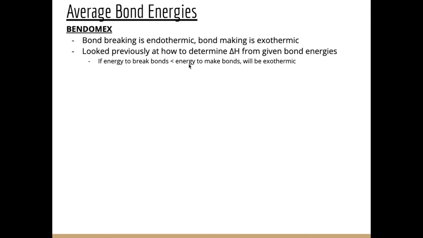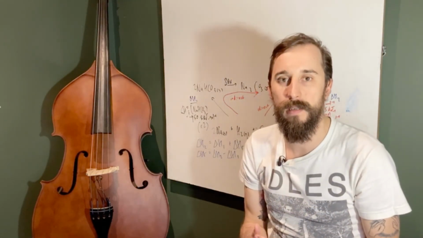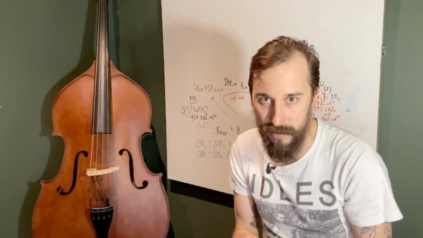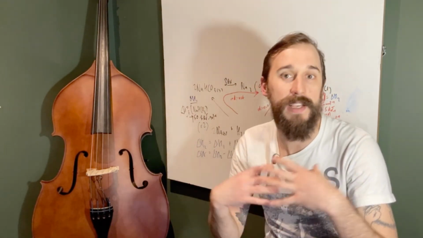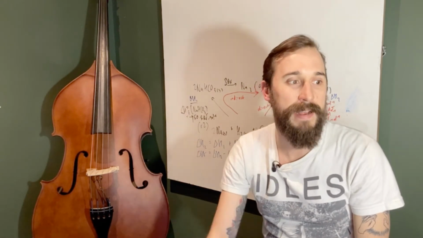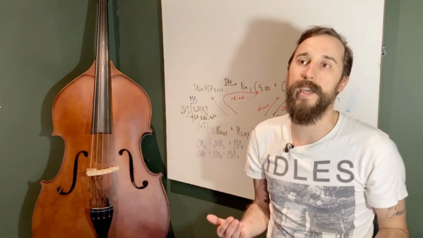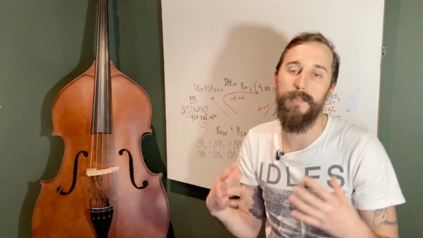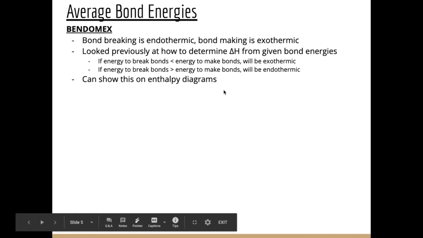But essentially, if the energy to break bonds is less than the energy to make bonds, we'll get an exothermic reaction. And that makes sense if you think about it. If you're making more energy than you are using to break the bonds, then you will have energy left over that will be given off. So you'll have exothermic. Whereas the vice versa of that, if the energy to break the bonds is greater than the energy to make the bonds, so if you're using more energy to break the bonds than you are releasing when you make the bonds, you will end up with an endothermic reaction. You'll be taking in heat from the surroundings.